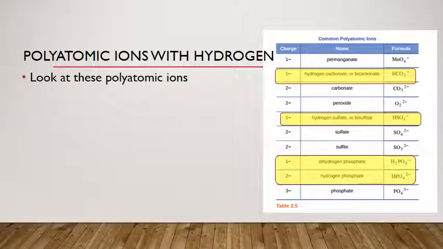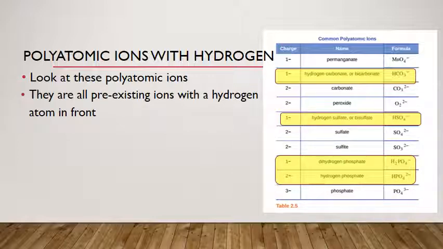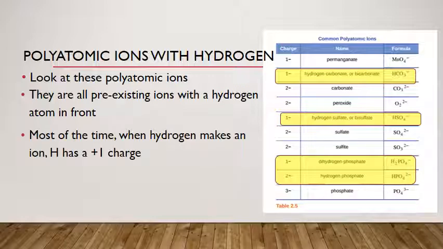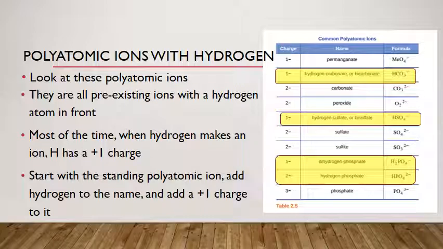Look at these polyatomic ions. They are all pre-existing polyatomic ions with a hydrogen atom in front. Most of the time, hydrogen makes an ion that has a -1 charge. So what you do is start with the polyatomic ion, add hydrogen to the name, then add a +1 charge to it. Carbonate, CO3 2 minus, hydrogen carbonate is HCO3 minus.